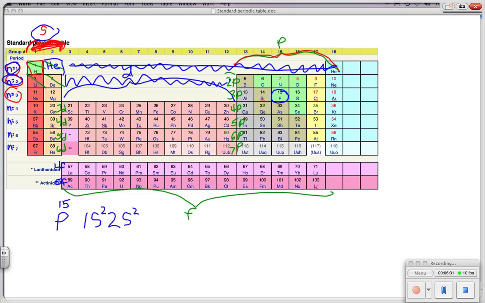I'm starting right here. So I'm going to write 2p, and I want to get ultimately to phosphorus right here. So I'm going to count over 1, 2, 3, 4, 5, 6. So it's 2p6. That is the maximum number of electrons the p sublevel can hold. Got to remember that the p sublevel has 3 orbitals. You can hold 2 electrons per orbital, so 2 times 3 makes 6.